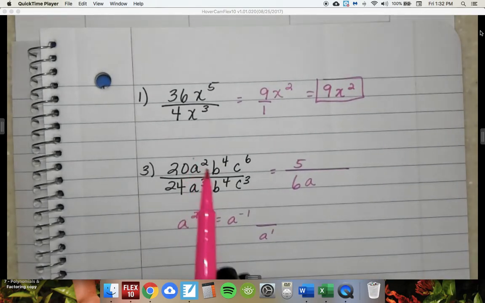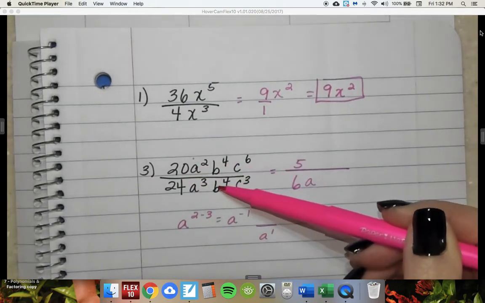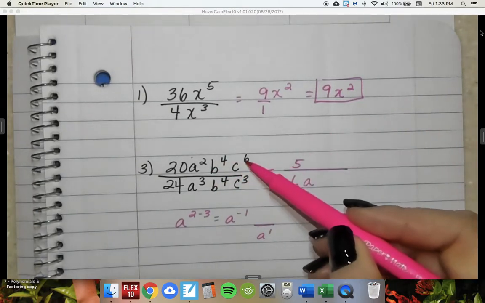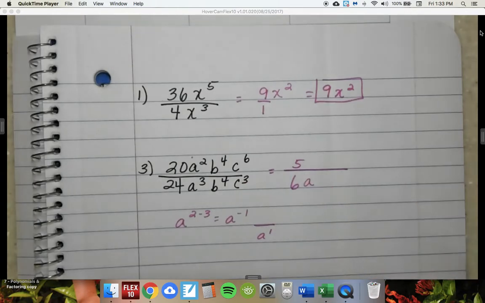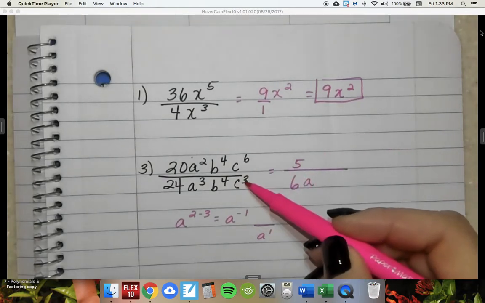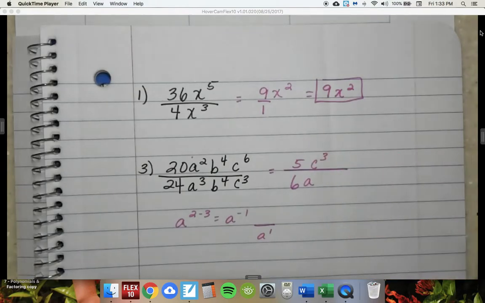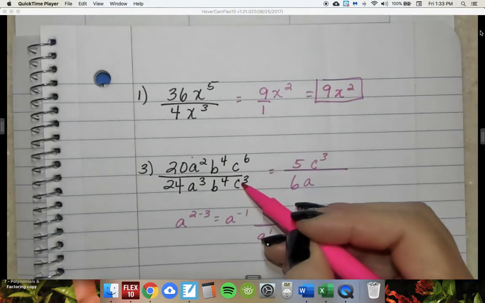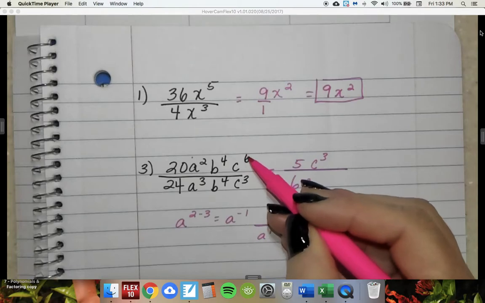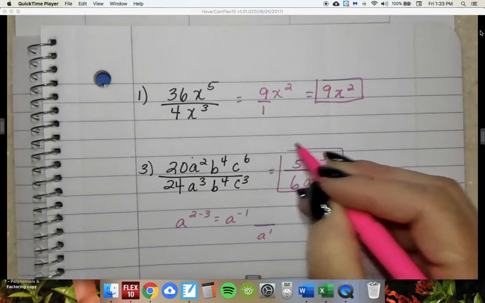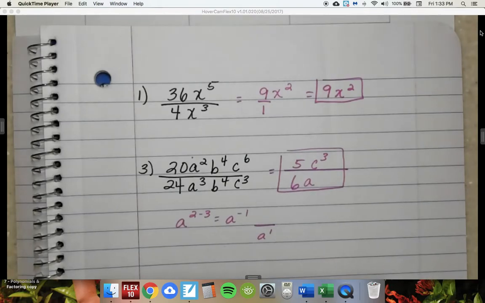Okay, so we're done with the A's. Look at the B's. B to the fourth, B to the fourth, these 4 would cancel those 4, you'd have no B's left. 6 C's on top, 3 C's on bottom. 6 minus 3 is 3, so it's positive, so it would be upstairs in the numerator. Or these 3 would cancel out 3 of those, leaving 3 behind on top. No matter how you think of it, this is your final answer. 5C to the third power over 6A.